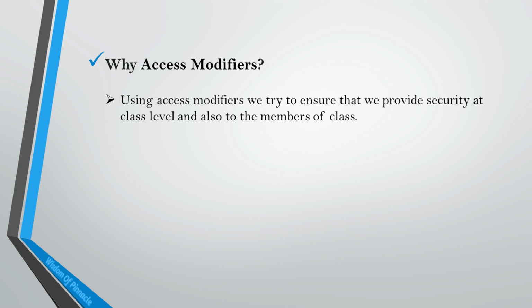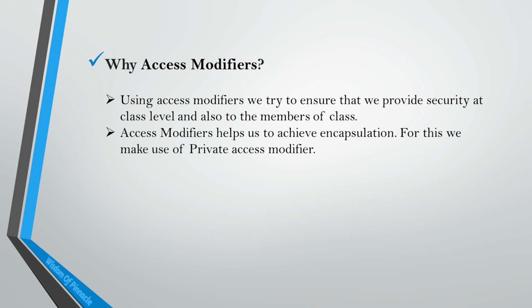Next, access modifiers help us to achieve encapsulation. For this, we make use of the private access modifier. Properties are a great example of encapsulation. Properties encapsulate the private fields of any class. So we expose properties by declaring them as public to the outside of the class, thus ensuring that fields are always kept private and restricted to the class itself.